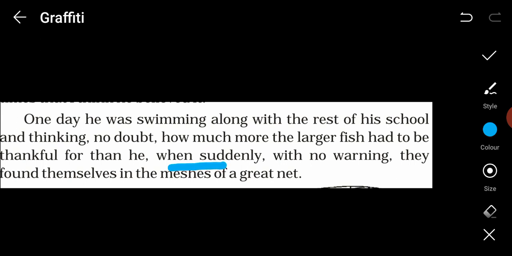When suddenly, means all of a sudden, with a surprise, with no warning. Okay, something bad has happened, I guess. They found themselves in the meshes of a great net. Meshes means they were trapped in a great net. Now, let's see, all those fish are in danger, the whole school is in danger, because if they got caught in the meshes, they are surely going to be taken by the fisherman.